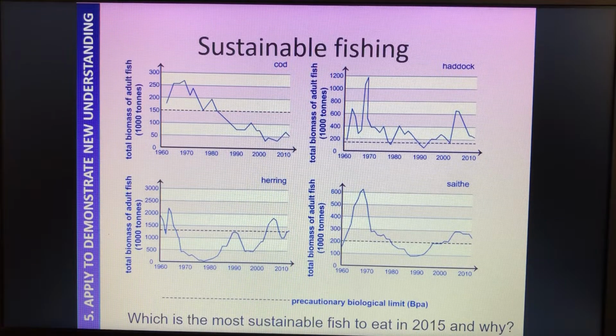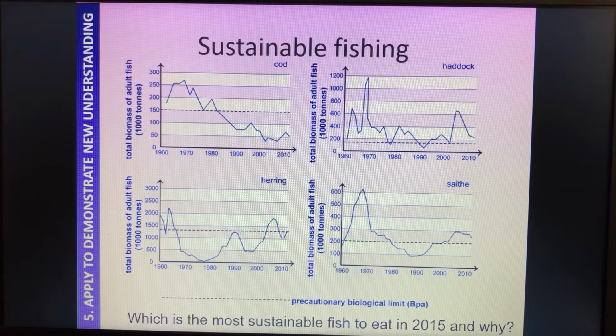Okay, so the top left, we've got the cod there. The top of the scale there is 300 and each bar is 50. And each bar on the haddock, which is top right, is 200. Each bar on the herring, which is bottom left, is 500, okay? And for the saithe, it is 100. So we've got different scales, really hard to compare this data.